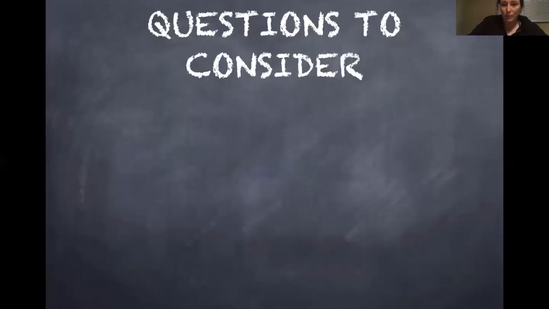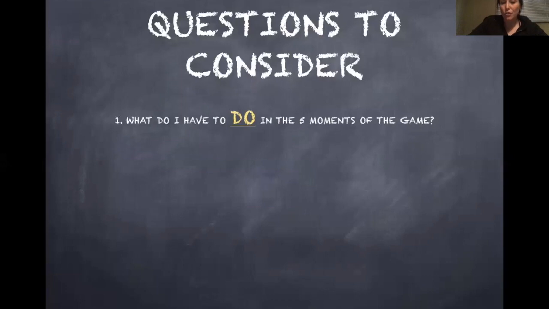Questions to consider. What do I have to do in the 5 moments of the game? So this is talking about the iceberg. Where are you getting your information from? What is the information? What trigger are you reading? What decision are you making and why? And what technique are you executing, and how are you executing that technique? Break down the techniques. How many techniques can you think of? These are all things that you can write, think about, and visualize.